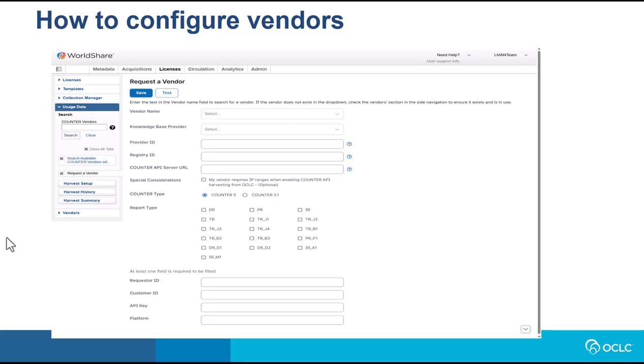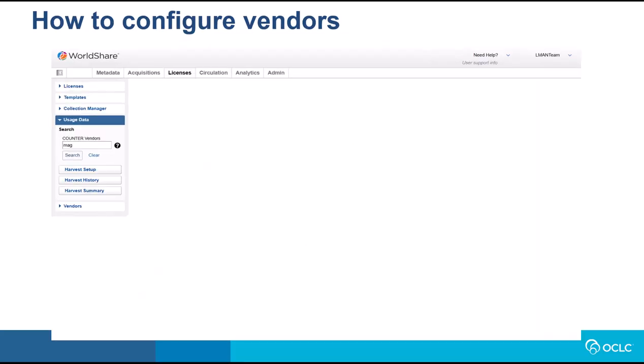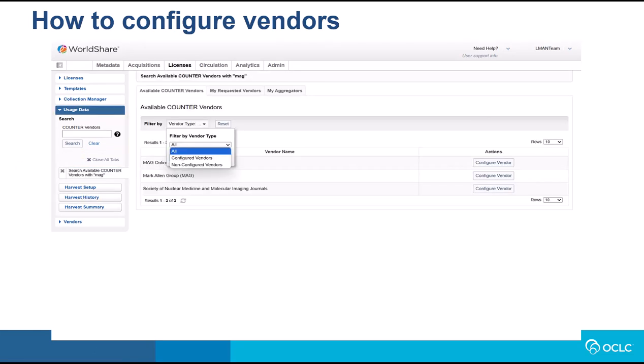For example, let's start to configure a Counter-compliant vendor by first searching for it on the left panel under Usage Data accordion, and entering the search term using part of the vendor's name, then clicking Search button. Identify your vendor on the result list or use the filter options above. After you find your vendor, click the Configure Vendor button located on the right side.